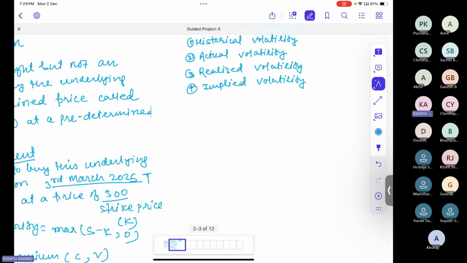What is historical volatility? Volatility that is observed over a period of time, in the history of that stock. Actual volatility is the volatility right now on that stock.